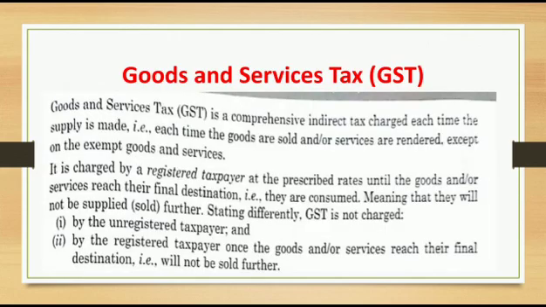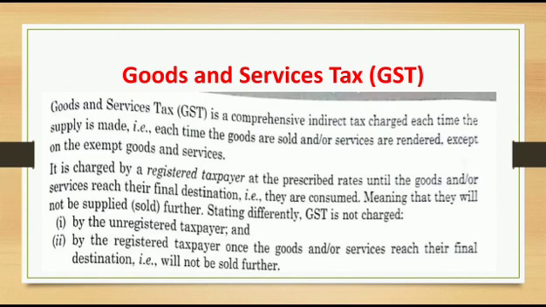Goods and services tax is a comprehensive indirect tax. Actually, we can classify tax into two types, direct tax and indirect tax. When individuals pay directly to the government, to the income tax authority, that is called a direct tax. Example, income tax. Income tax is the only direct tax example here. The remaining taxes are indirect taxes.